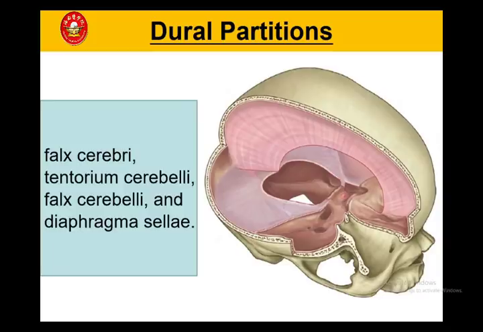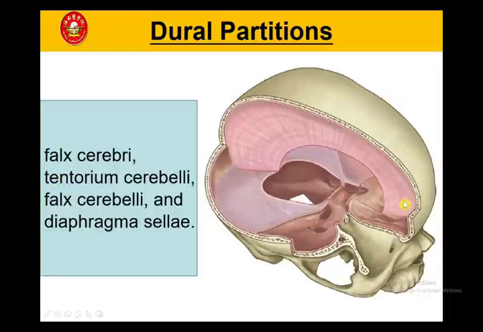Next, we are going to talk further about the dural partitions. Dural partitions project into the cranial cavity and partially subdivide the cranial cavity into the following. As we can see here, the falx cerebri. Here we have the tentorium cerebelli, a very small one here in the occipital region posteriorly, the falx cerebelli, and here we have the diaphragma sellae. We will talk about each of these in detail today.